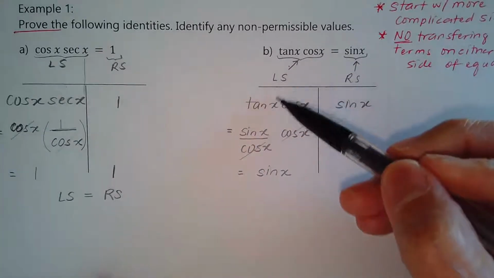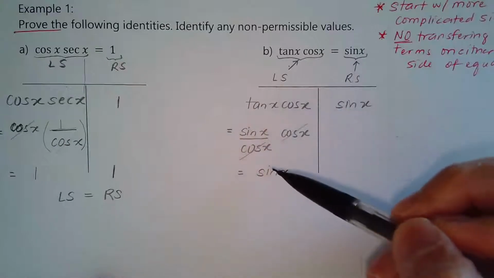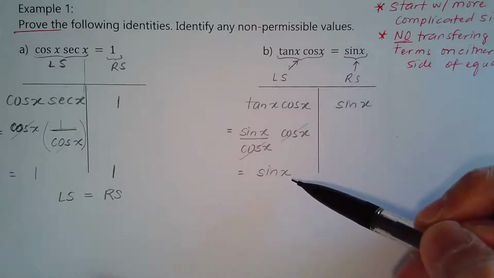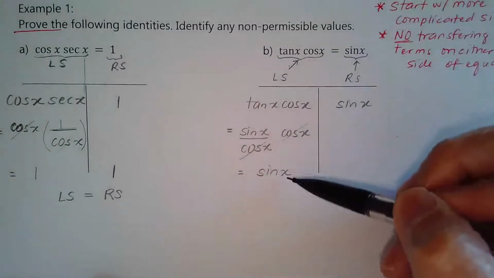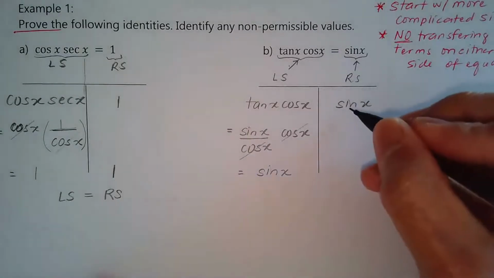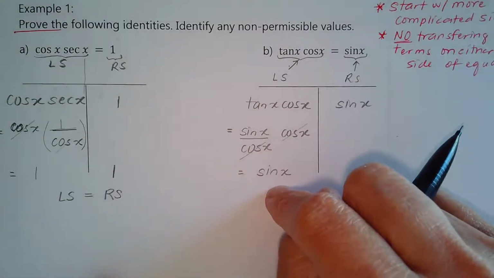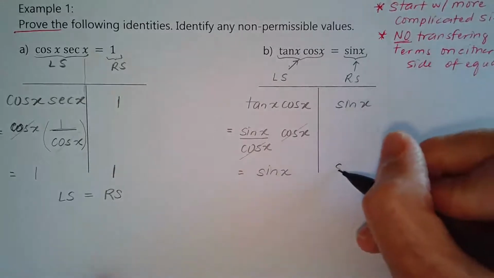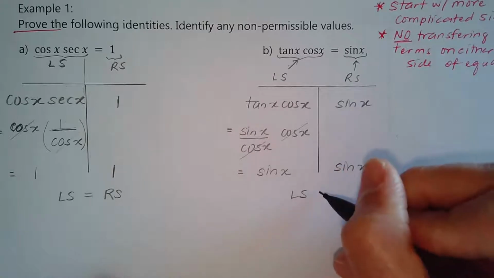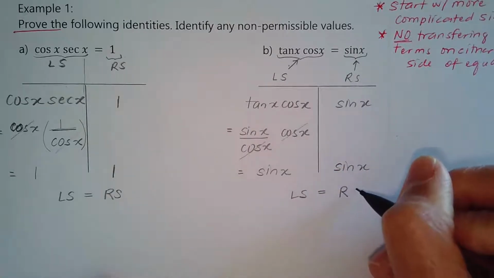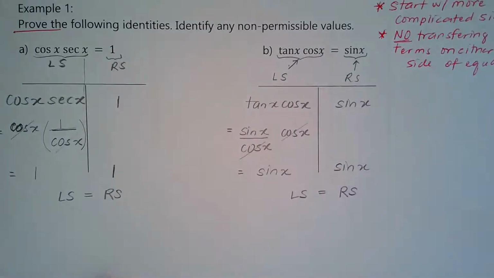Okay, so the left side, we've worked it out. We've simplified it using some of our trig reciprocal identities, or the quotient identities. So now the left side is sine of x, the right side is sine of x, and we don't have to do anything here. So the left side is equal to the right side. So those two are not bad.